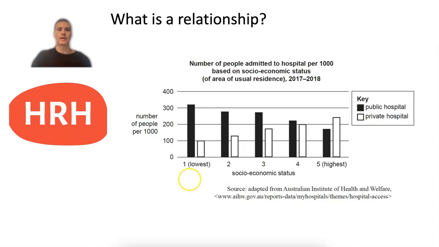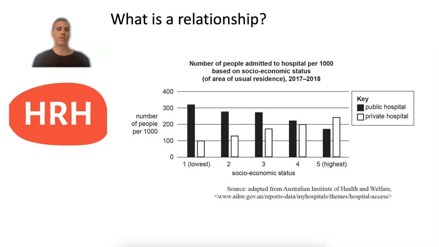If you look on the x-axis here at the socioeconomic status, it's going from lowest at the left to highest at the right. That then is connected to the number of people per 1,000 admitted to hospital. And so a relationship is a connection between these two factors.